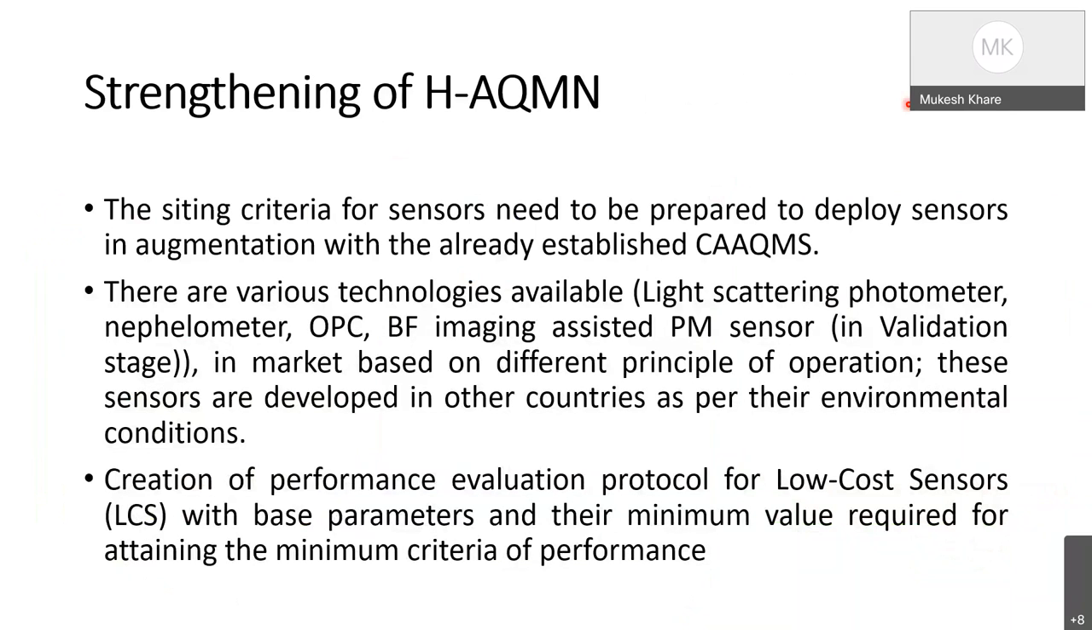Now, since Professor Khare has told about the various shortcomings of this HAQMN, how can we strengthen the sensors with the already established CAQMS? There are numerous technologies available in the market, such as optical particle counters, nephelometers, photometers, and I've just talked about the bright field imaging assisted PM sensor. But all of these technologies do not have exactly the same results. Some sensors are very well calibrated, let's say a sensor made in China. It might be very good for use in China, but the climatological conditions in India are very different. India experiences a variety of climates ranging from tropical in the south to temperate and alpine in the Himalayan north region. The sensor needs to be able to adjust to these varying climatological conditions.